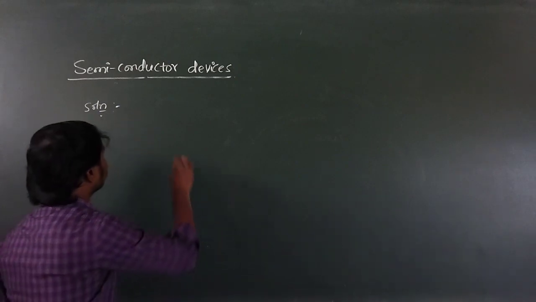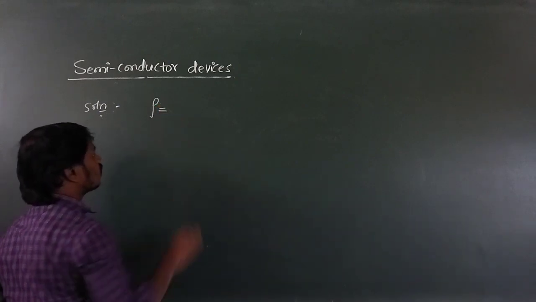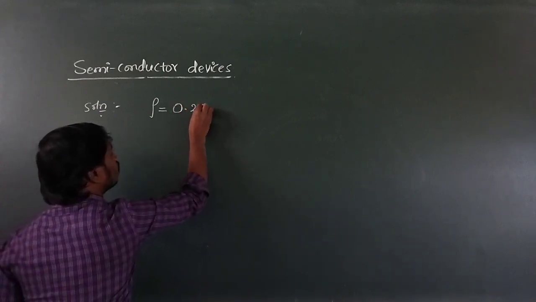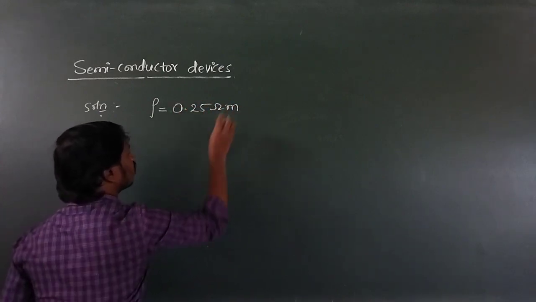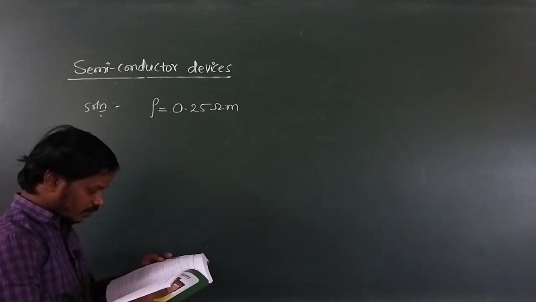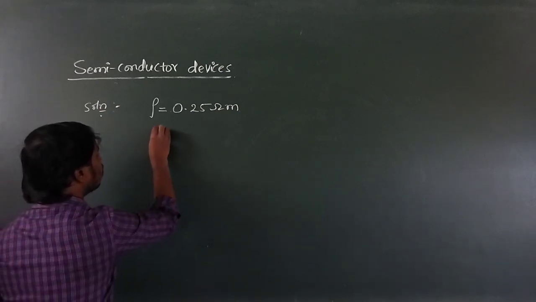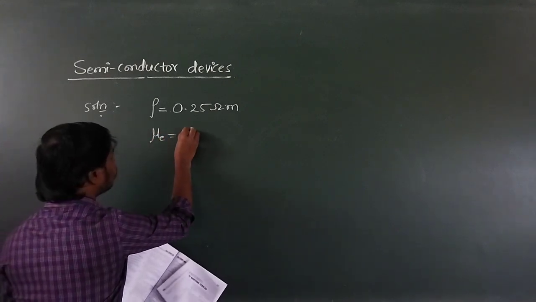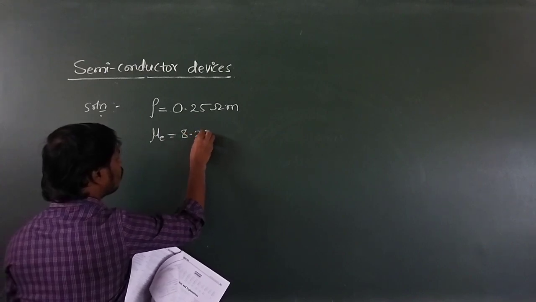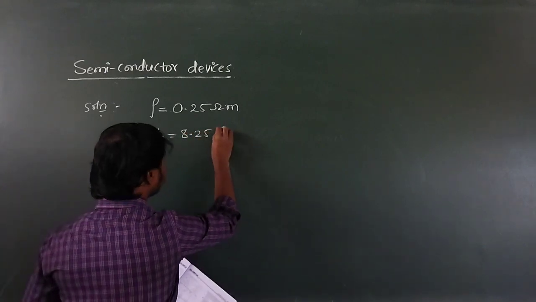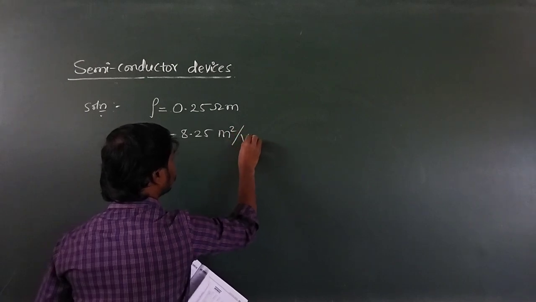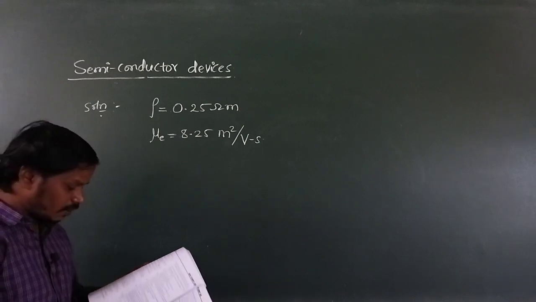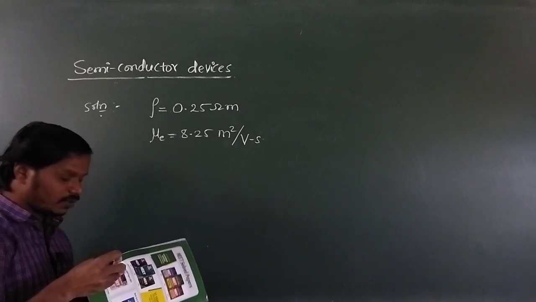Okay. Now, what is the resistivity of the N-type semiconductor given? That is 0.25 ohm meter. And the electron mobility is given. Electron mobility, mu E, is equal to 8.25, in the unit meter square per volt per second. This is the electron mobility. Then what is our aim? Our aim is to find the concentration of donor atoms.